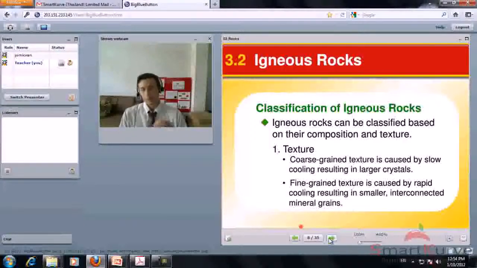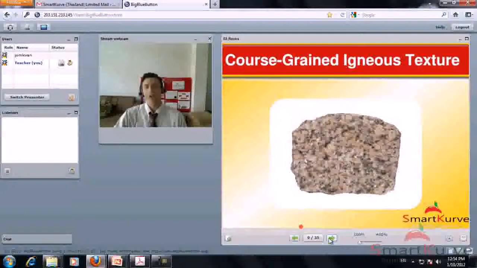First, coarse-grained texture. Coarse-grained means a lot of big particles, large particles, and a very rough surface with very large particles. In igneous rock, this coarse texture shows us that lava or that magma cooled very slowly. You can see a good example of this on the next slide, slide number 9.